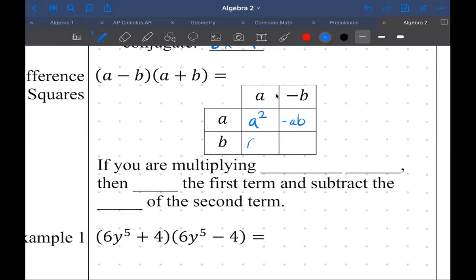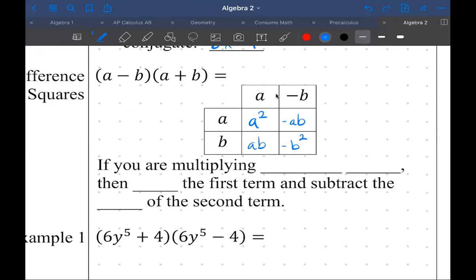What about in the bottom left down here? A times B. Help me out, guys. I need more than just Charles and Wyatt. Jose? It would just be AB. AB, perfect. And we'll give this one to Andres down in the bottom right. That's right here. Negative B squared. It is indeed negative B squared.